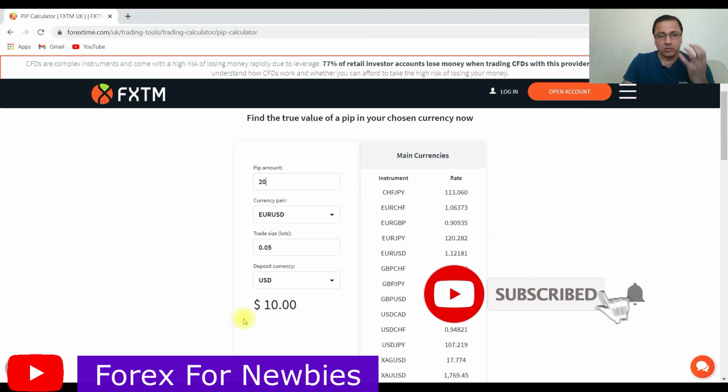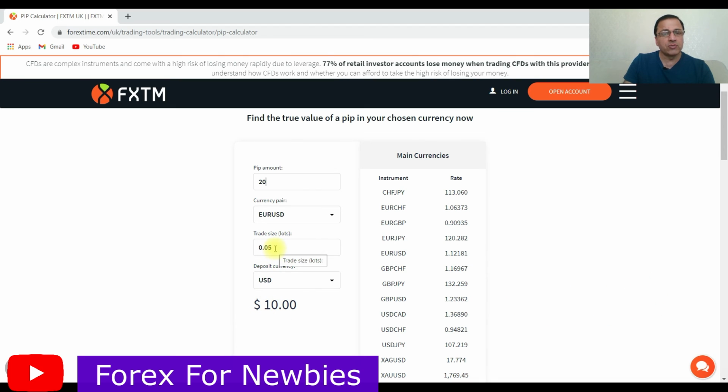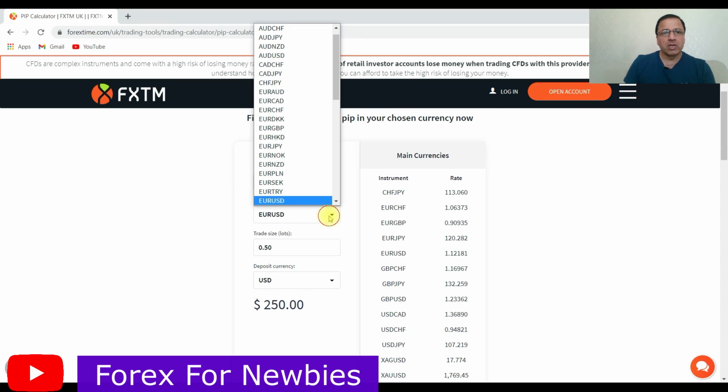So you can then decide whether you want to lose 10 pounds or not, and if you don't want to lose the 10 pounds, then you reduce your lot size. Now you will lose 6 pounds. And if your account size is bigger, you can increase your lot size. And how much money are you going to lose? $20, but if you hit your take profit, which is 50 pips, how much money are you going to make? $250. So this is a very, very important tool that you should use before going into the trade.